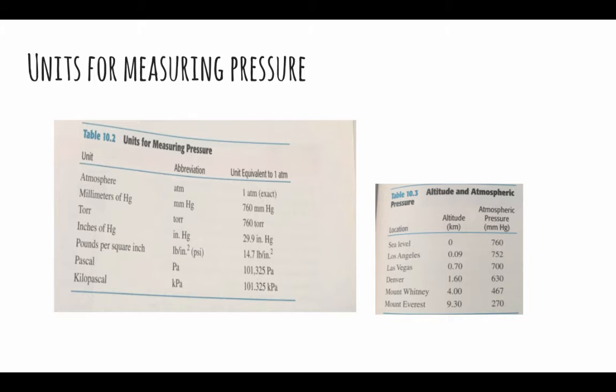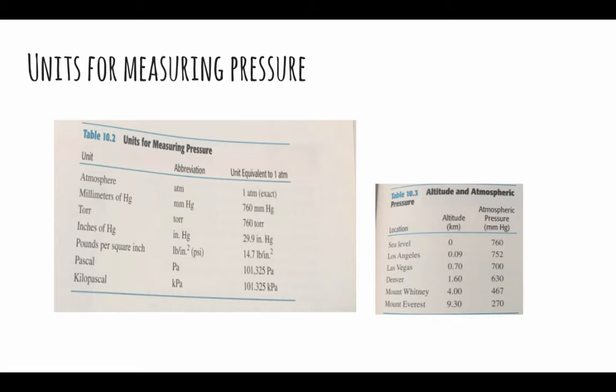There's the atmosphere, there's millimeters of mercury, the torr, inches of mercury, pounds per square inch, Pascal, and kilopascal. So please make sure to write down these conversions and their abbreviations because we're probably going to use all of them. In addition, on the right-hand side, there's an altitude and atmospheric pressure.